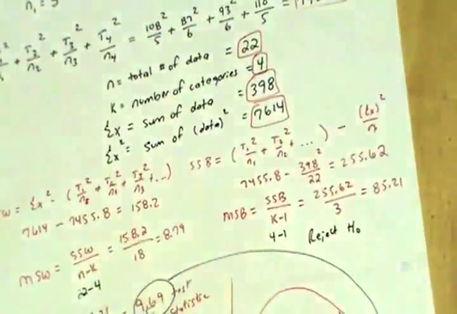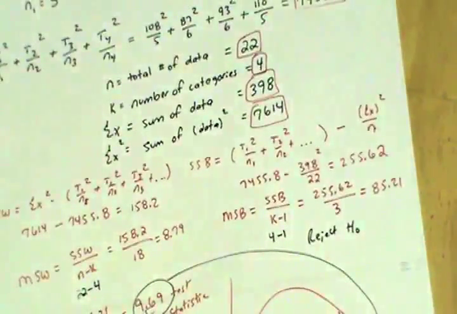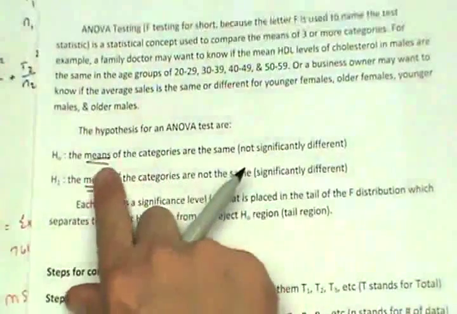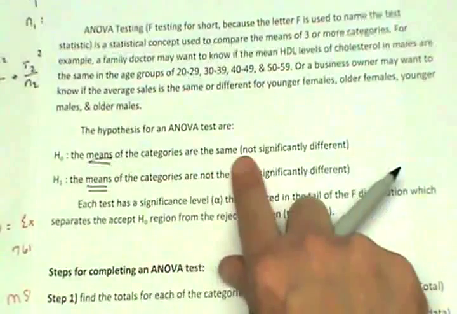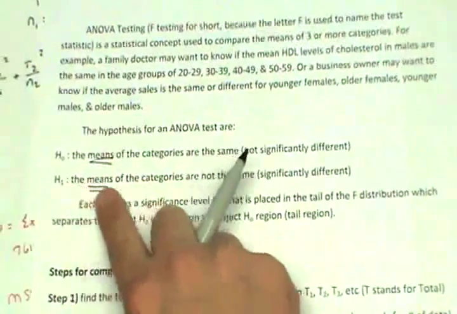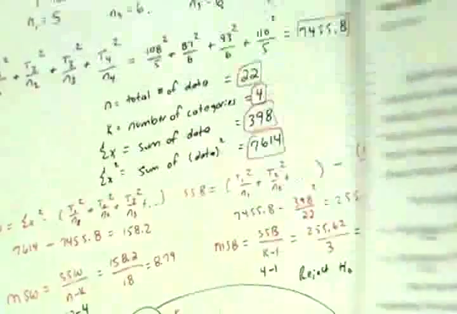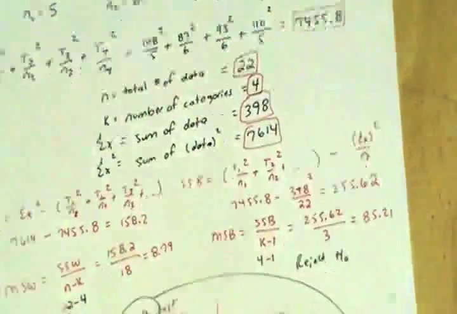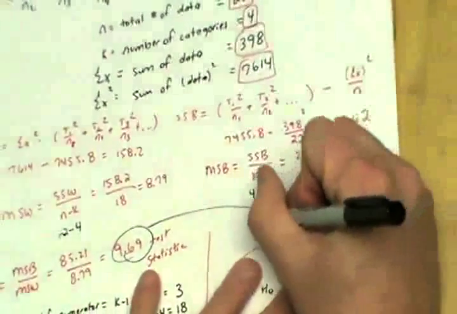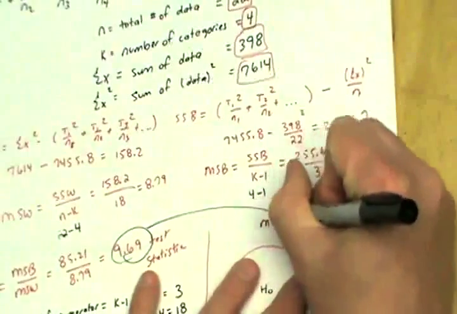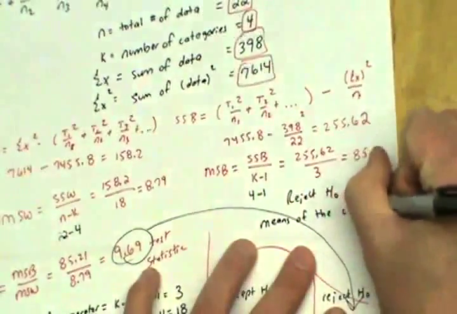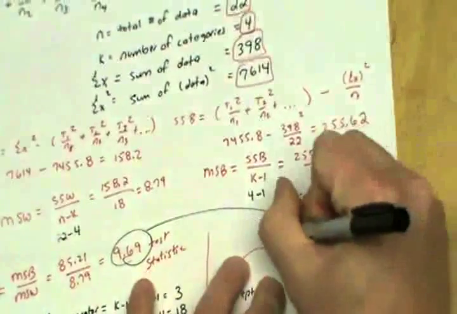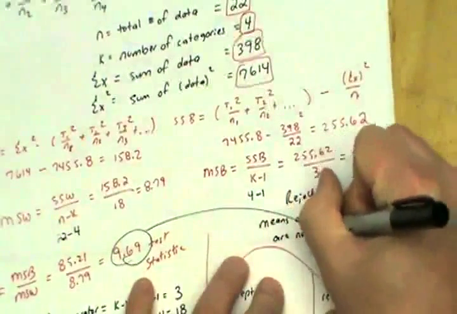And then if we go back into our notes where we started, H0 was the means are the same. H1, we're rejecting that for this question. So we're going to accept H1, which is the means of the categories are not the same. So we want to list that. So reject H0, and we're going to, as a conclusion, say means of the categories are not the same.